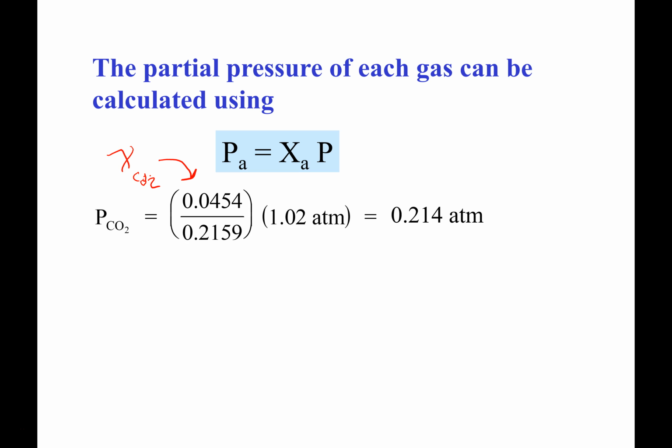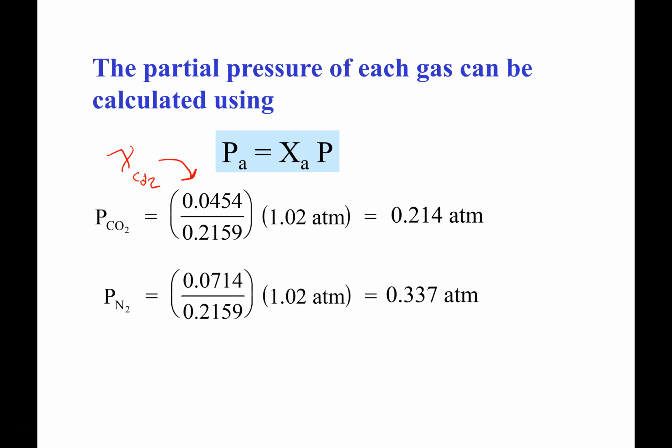What's in the numerator when we go to the partial pressure of nitrogen gas? Yep, 0.0714. And then in the denominator, that 0.2159, the total moles, again times 1.02 atmospheres. Round to 3 sig figs, I get 0.337 atmospheres. Now this is where students would be like, well, Mrs. Snipes, this last one, can't we just get it by difference? And you can, but why would you? Getting it by difference, taking the 1.02 minus these quantities should give you that. But let's go ahead and knock it out.